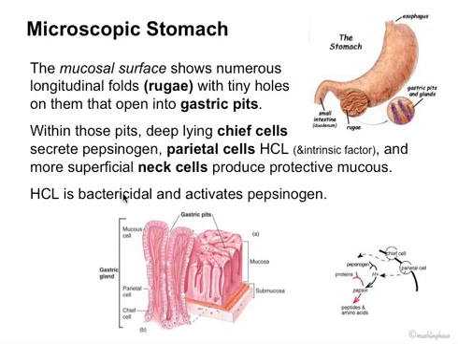And then more superficially, we have neck cells, and they produce a protective mucus. We want that protective mucus laying around the inside of the stomach so that the HCl, the acidity, doesn't do any harm. The good thing is, in an acidic environment of pH 1.5 to 2, when bacteria come in, guess what? A lot of that stuff dies right there. So that's a great part. Actually, it's a great part of the immune system if you think about it. So HCl doesn't just activate the pepsinogen, it's also bactericidal, and it kills a lot of bad stuff that we don't want in the system.